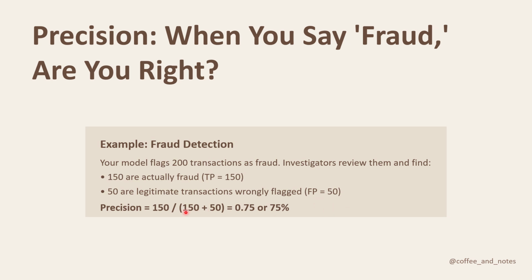Precision is equal to 150 divided by 150 plus 50, that is 150 divided by 200. This is 75%. What does this mean practically? It means that 75% of your fraud team's time is spent investigating real fraud and 25% is wasted on false alarms. That's actually not bad. In many fraud detection settings, precision of 60 to 80% is considered good. You are balancing catching fraud with not overwhelming your team with false positives.